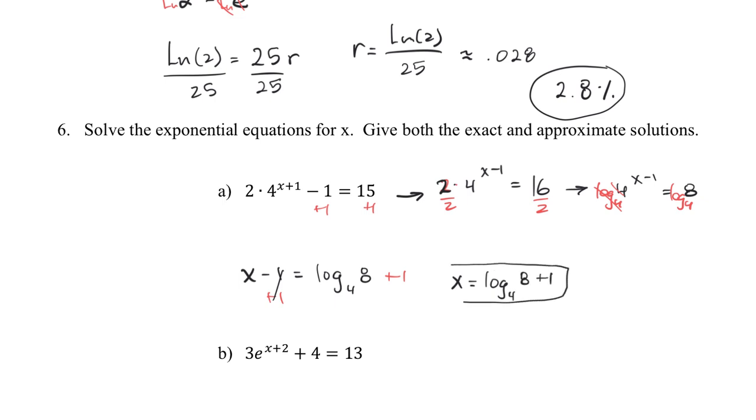It wants both the exact and the approximate. So there's the exact form. The approximate solution is first using the change of base. So this is log 8 divided by log 4 plus 1. And that's, well, not approximately, it's exactly 2.5.